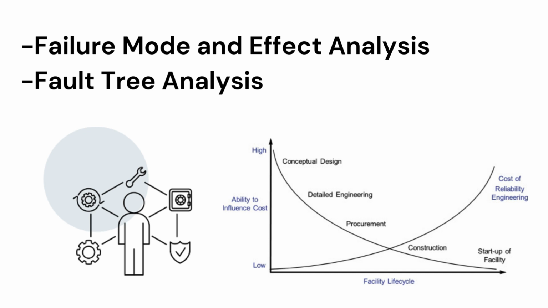Failure mode and effect analysis is used to consider every way individual parts could fail and create ways to counteract these failures before they happen. Fault tree analysis is a second method. This is a graphical method for identifying potential causes of system failures.